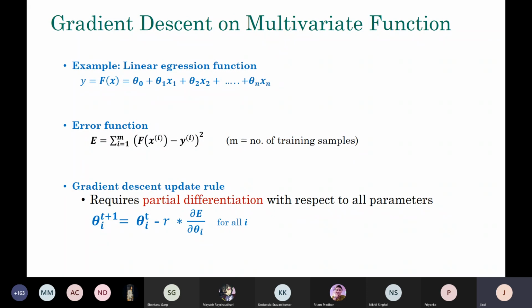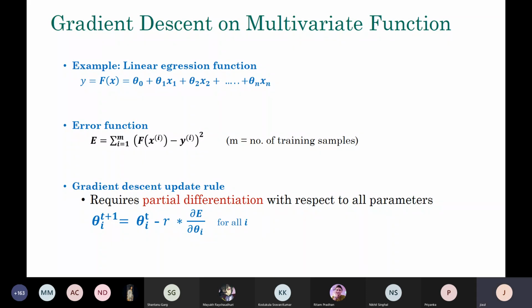Similarly, gradient descent in multivariate functions, we talked about what? Say, for example, if you take linear regression on multivariate data, you have this kind of form, you define the error function, then instead of taking the total derivative, you have to take partial derivatives with respect to all these parameters, because now you are dealing with multivariate functions. Okay. So these are some of the basic things that we talked about yesterday.